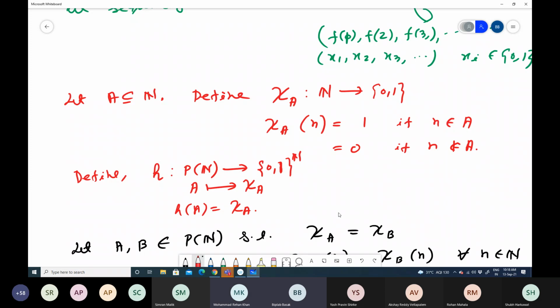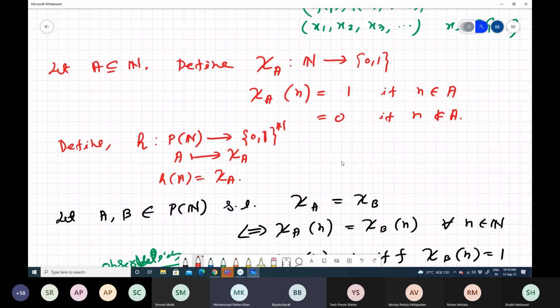Sir, actually we need to prove that the power set of N, and 0, 1 cross product with N times, is an injective function. We are proving that H is an injective function. What are you saying then? I did not get your question.